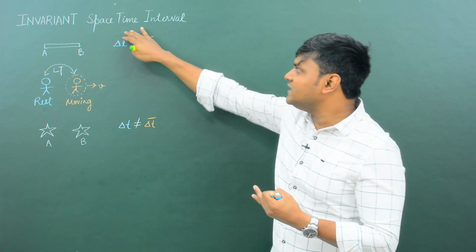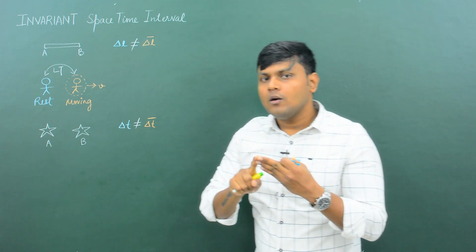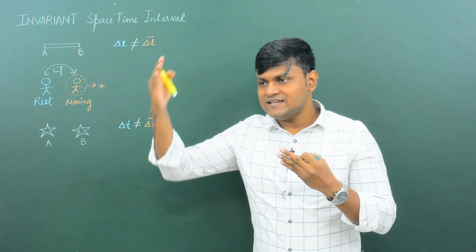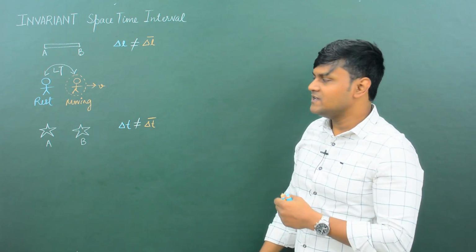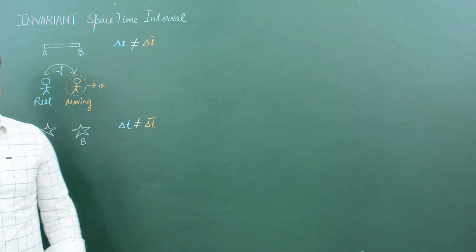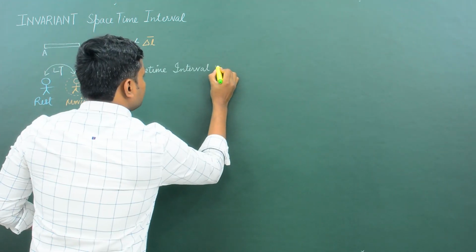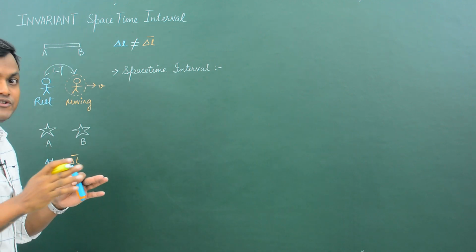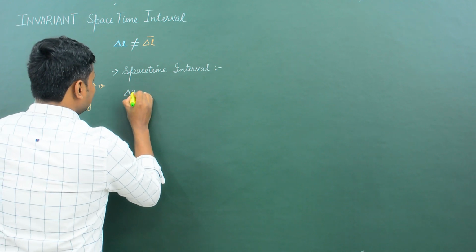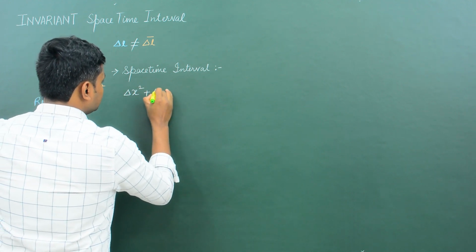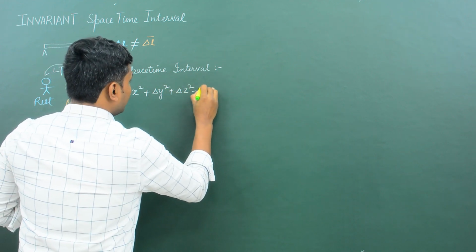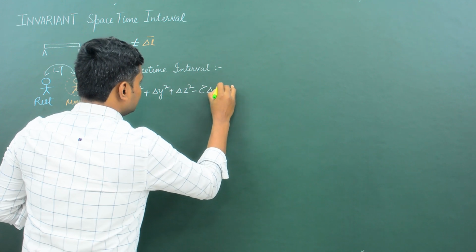So I'm going to talk about the physical significance, and lastly, I'm going to talk about the classification of various intervals between events known as Timelike, Spacelike, and Lightlike events. So let us start. What is this interval? Well, let me go ahead and give it to you. So the space-time interval, I'm just going to straight away introduce to you, has this form: del x square plus del y square plus del z square minus c square del t square.